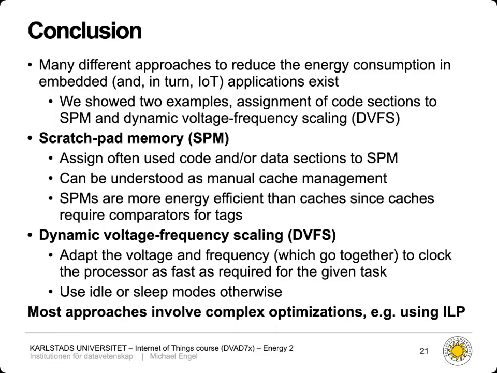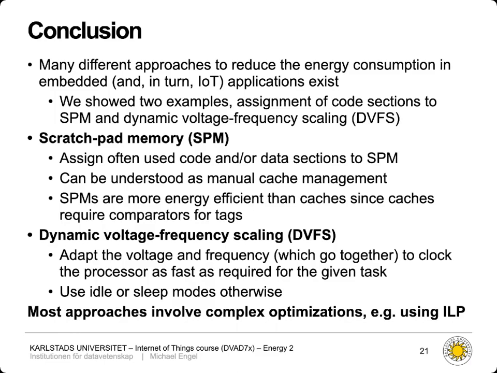And then we've seen dynamic voltage frequency scaling. So we've seen that we can adapt the voltage and the frequency which go together of a CPU, so we can clock the processor as fast as required for a given task, but not any faster. And if we don't need the processor, we can also use idle or sleep modes to reduce the power consumption even further, but we have to consider the time it takes to transition into and out of these special power saving modes.